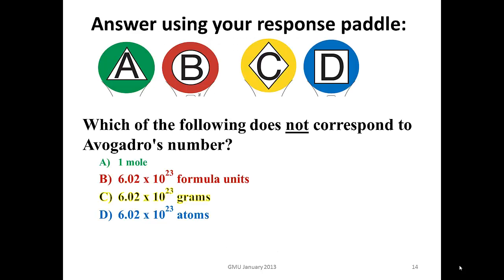Answer using your response paddle. Which of the following does not correspond to Avogadro's number? Look carefully at each of them. Make a decision. Get ready. Paddles up. If you chose C, you are correct. 6.02 times 10 to the 23rd grams, that does not correspond to Avogadro's number, not grams.